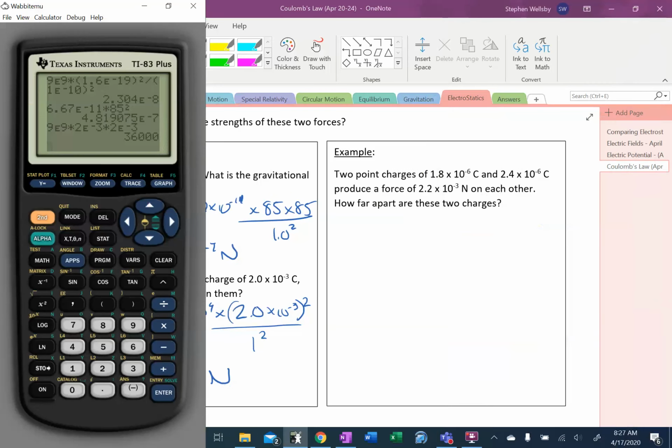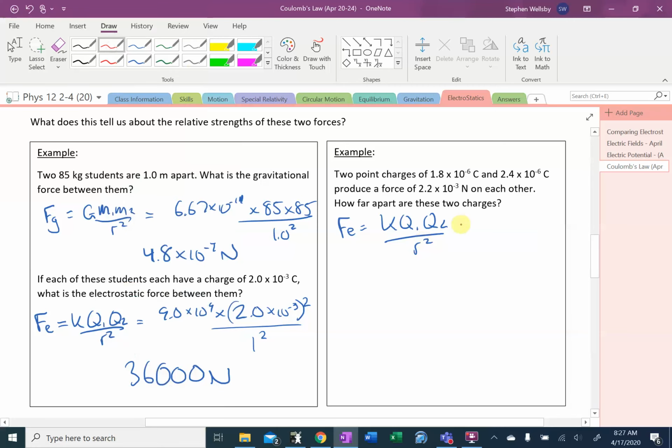And then the last question out of these 3 is 2-point charges. Here are the charges given. This is 1.8 microcoulombs and 2.4 microcoulombs, and this is the force, and we're trying to find out what is the distance. Well, our formula again is going to be Fe equals K Q1 Q2 over R squared. We're trying to solve for R squared in this case. So I'm going to multiply both sides by R squared, and that will cancel out. I'm going to divide both sides by the force, so divided by the force.